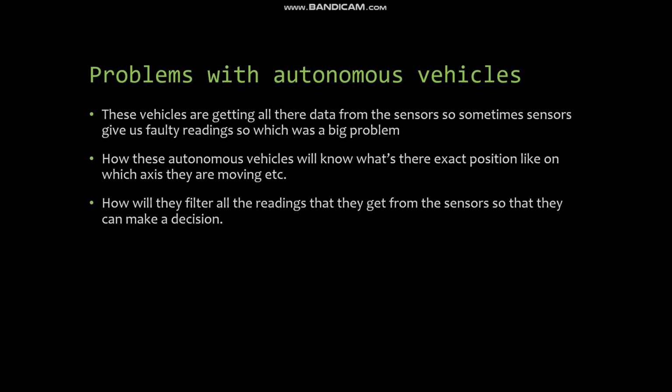Now, problems with autonomous vehicles. There are mainly three problems that I encountered when I was working with them. The first problem was that the vehicles get all their data from sensors, and sometimes sensors give faulty readings, which was a big problem. Another problem was how these autonomous vehicles will know their exact position, like on which axis they are moving. And the third problem was how they will filter all the readings they get from the sensors so they can make a decision. These were some of the problems that I encountered when I was researching autonomous vehicles.